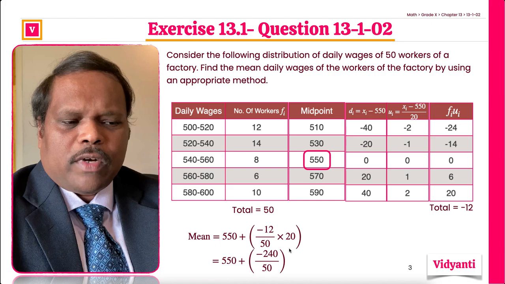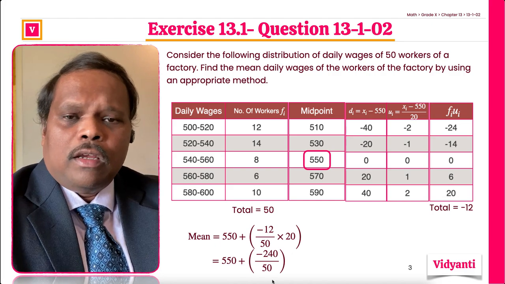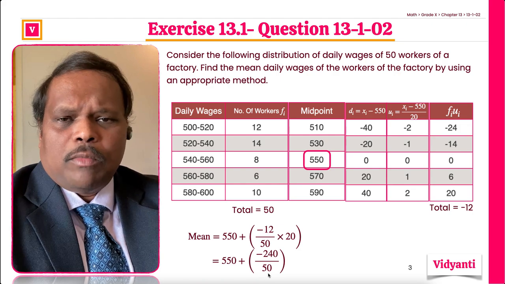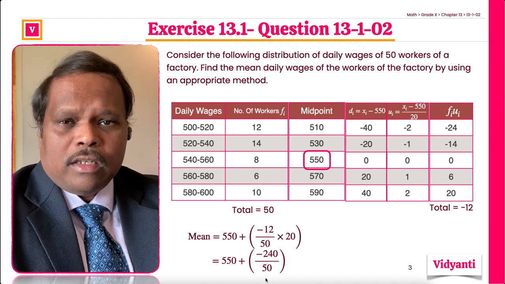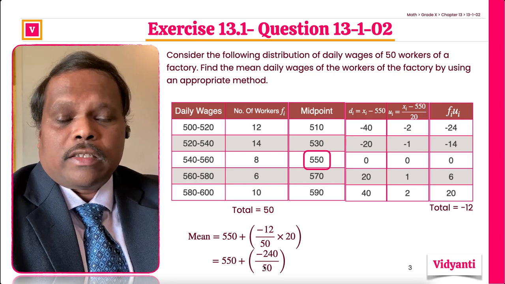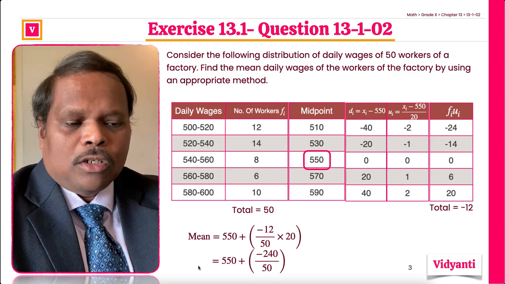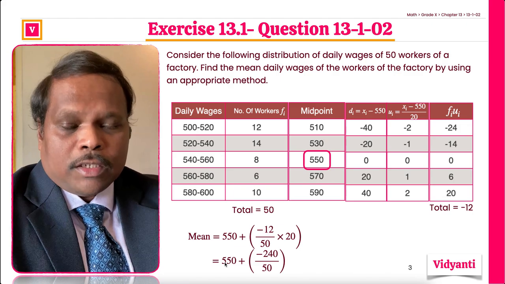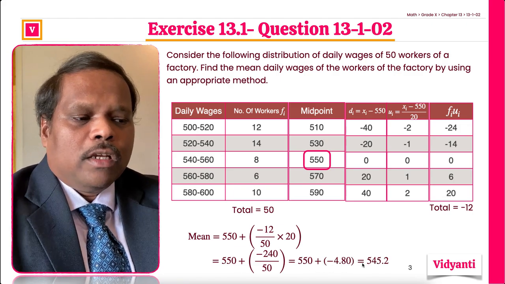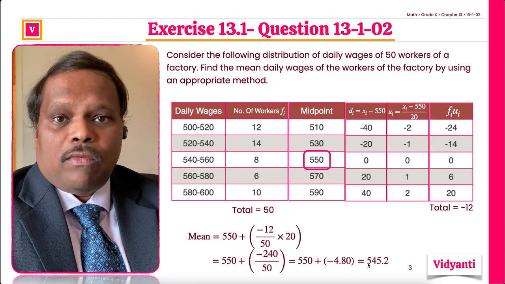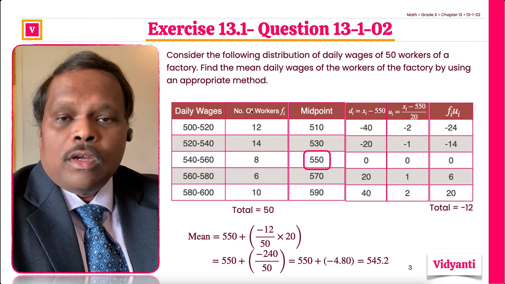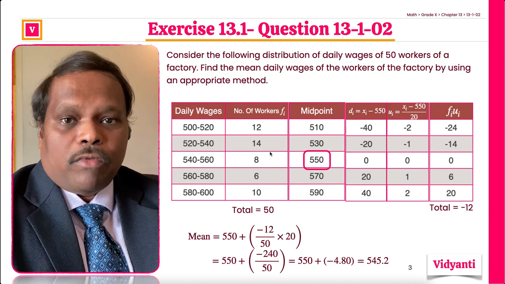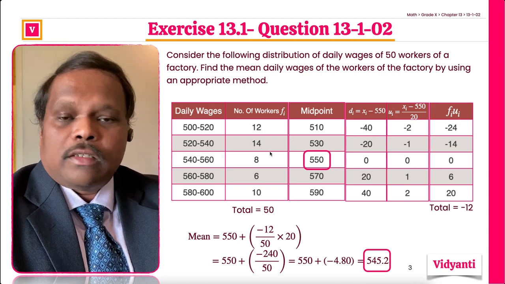If you simplify that, that will come out to 550 plus negative 240 by 50. You can multiply both numerator and denominator to make it minus 480 by 100. That way you can calculate this as negative 4.80. Apply that with 550 positive and your final answer is going to be 545.2. These are rupees. This is the average value of the earnings of these 50 workers, and that's in rupees.